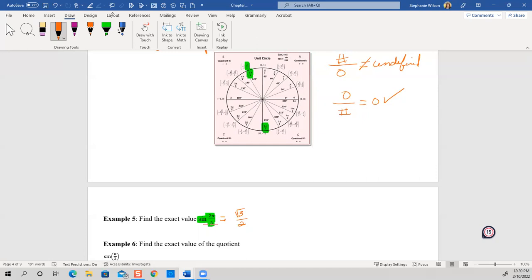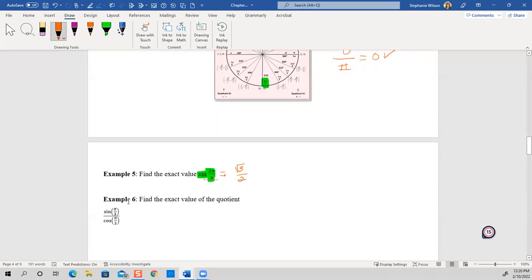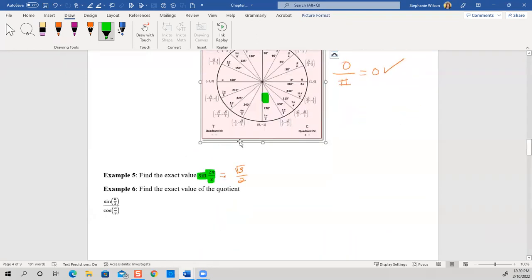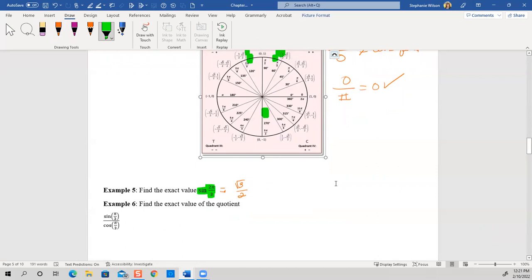Number 6, however, let's find number 6. It says find the exact value of this quotient. So we have sine of pi over 3 and cosine of pi over 3. And we're dividing sine by cosine. So let's find pi over 3. And we find it's right here. This is the ordered pair. And I might have to zoom in just a little bit for you to see where I'm talking about. So the ordered pair we get, remember, x is cosine, y is sine. So I'm going to get square root of 3 halves divided by the half.